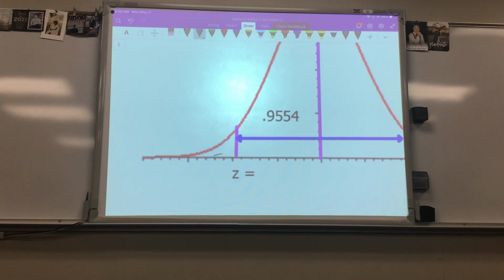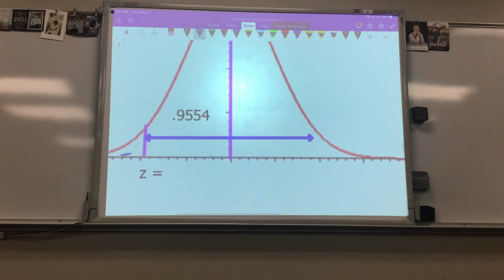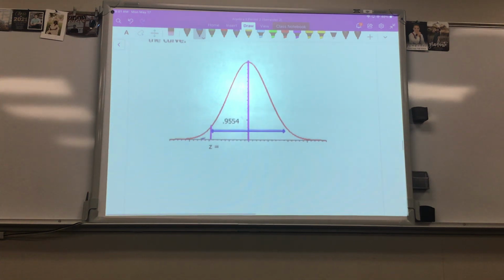Can I still figure out the area here? What is that whole area under the curve? 1. Right, so the whole area to the right is 0.9554. You do 1 minus that. We can find that missing part, correct? What do I get when I do that? 0.0446?